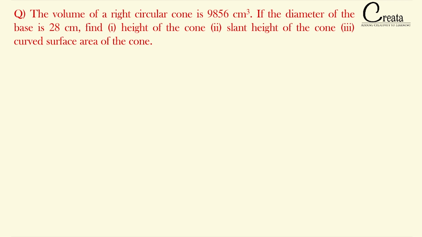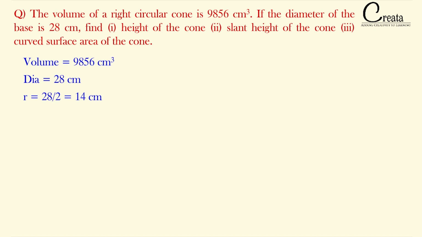The volume of a right circular cone is given as 9856 cm cube, and the diameter of the base of the cone is given as 28 cm. Diameter is 28 cm, means radius will be equal to half of the diameter, that is radius is 14 cm. And the formula of the volume of the cone is 1/3 of the volume of the cylinder.